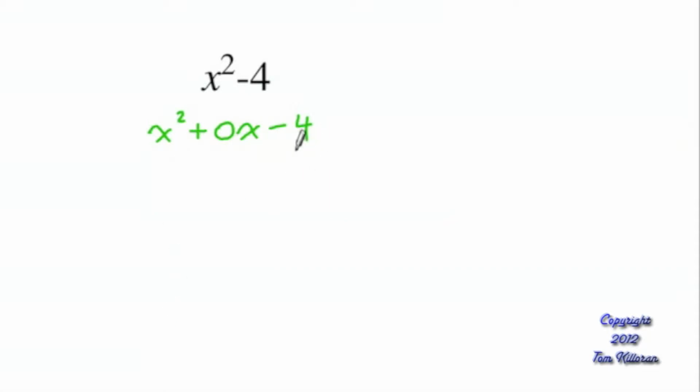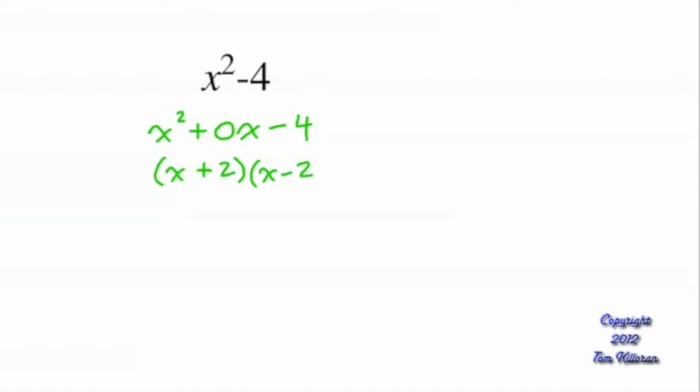Now, if I read it like an old trinomial factoring, it would be factors of 4 that subtract up to, well, 0. So factors of 4 that subtract up to 0 are positive 2 and negative 2. So this thing is going to factor into x plus 2 and x minus 2.